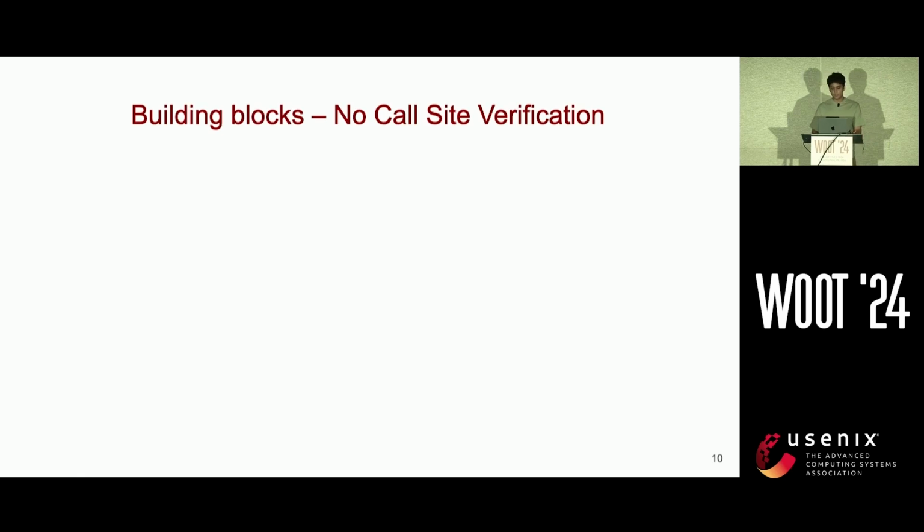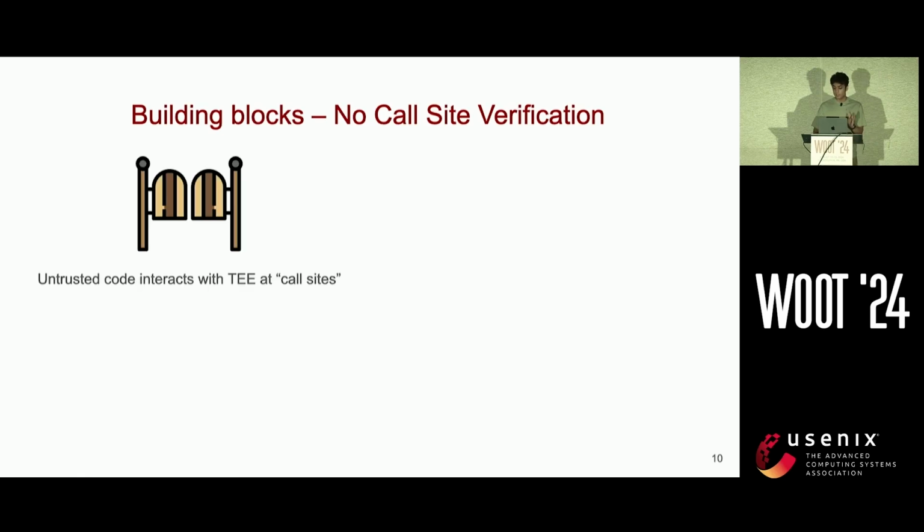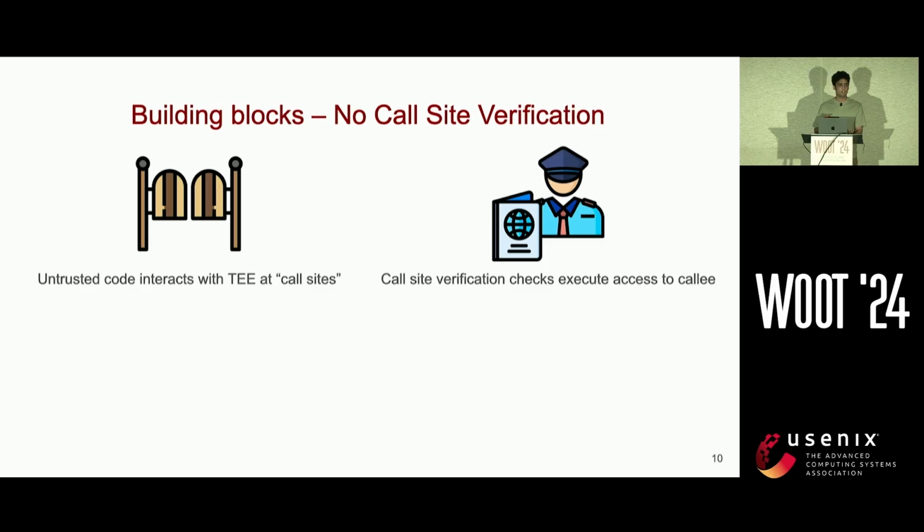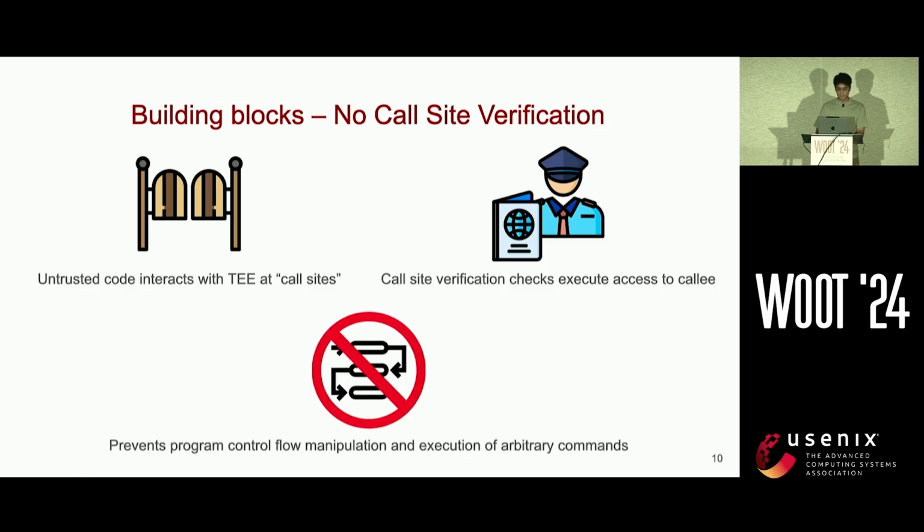The other thing to note is that when untrusted code interacts with the TEE, it does so by making calls to procedures inside the secure enclave known as call sites. Call site verification checks execute accesses to the callee functions. As such, it prevents program counter flow hijacking and execution of arbitrary commands. This is another important feature which is missing in the IP access control.